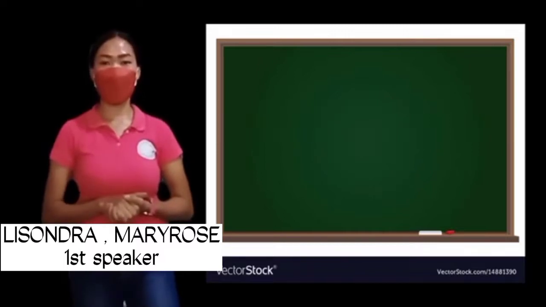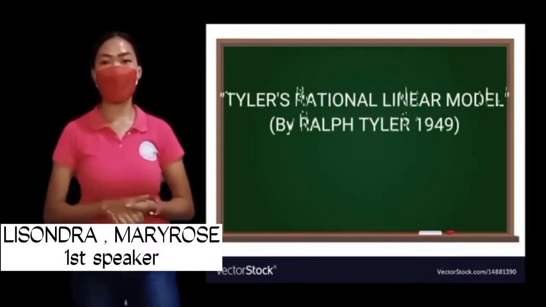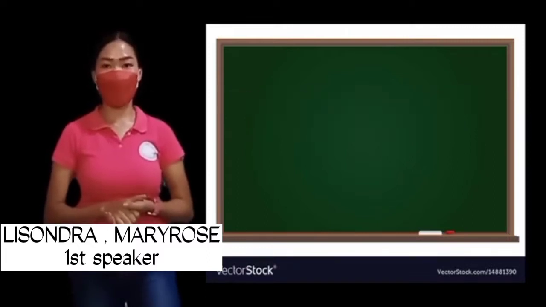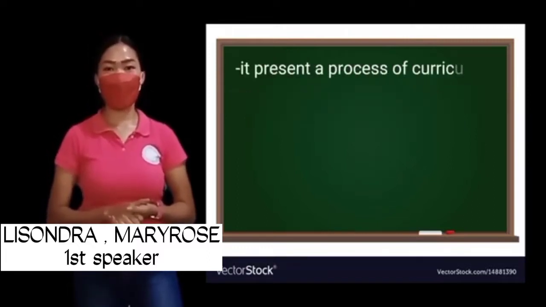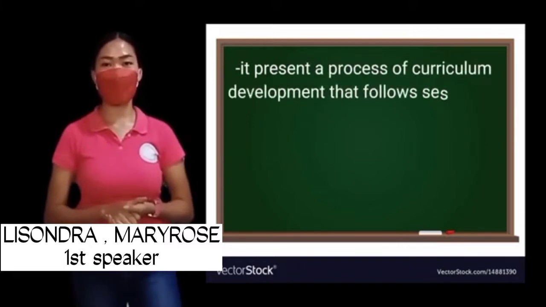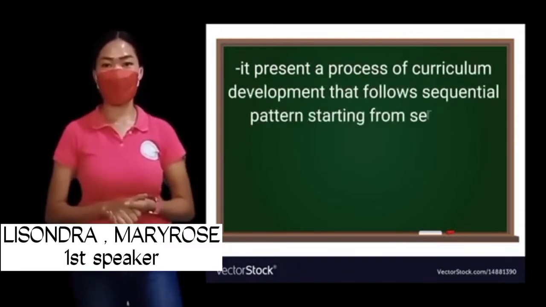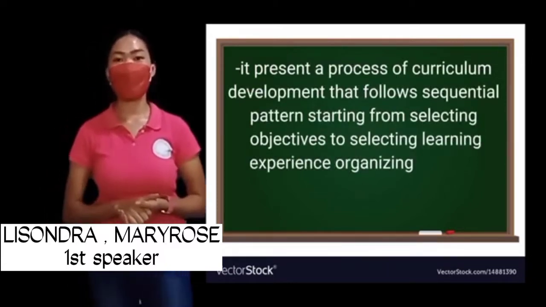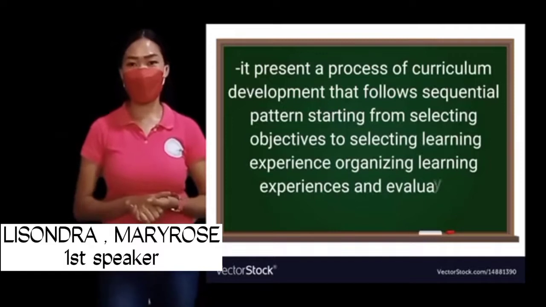The first one is Taylor's rational linear model by Ralph Taylor, 1949. It presents a process of curriculum development that follows sequential patterns starting from selecting objectives to selecting learning experiences and development.